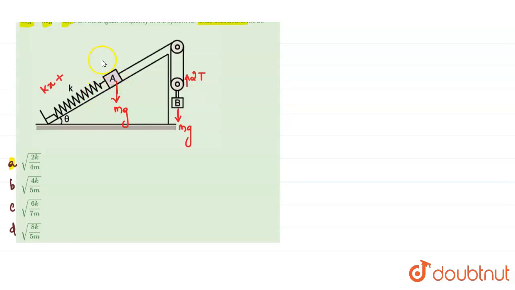On resolving the component, we get the component along the spring as mg sine theta. So this is mg sine theta. Also another string is there, so tension is in the opposite direction. This is the direction of the forces on this figure. So at equilibrium, what happens? At equilibrium, all the forces we can equate.